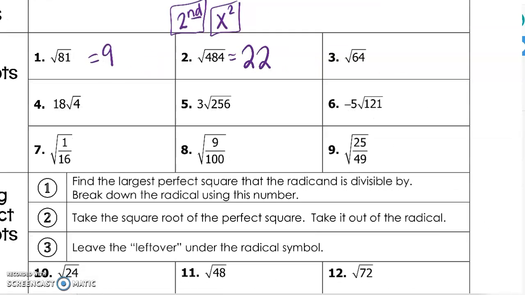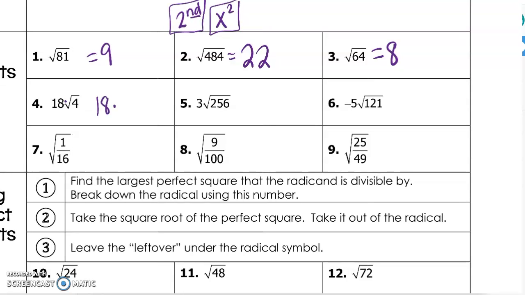Number 3, either you can find it on your list, or hopefully you know that 8 times 8 is 64. These next 3 have numbers out in front. Remember in math, if there is no symbol in between the two, that is multiplication. So this means 18 times the square root of 4. The square root of 4 is 2, so you could cross it off or you could rewrite it, either way. 18 times 2 is 36. So your final answer for number 4 should be 36.